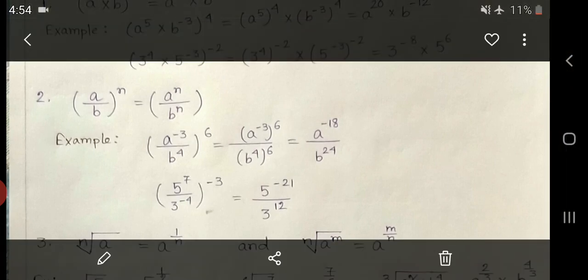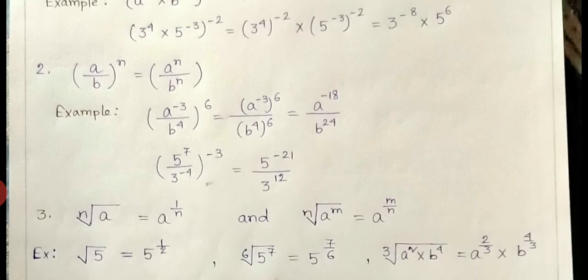Hope you can understand. Coming to the second example, (5 to the power 7 by 3 to the power minus 4) whole to the power minus 3 is equal to 5 to the power 7 into minus 3, that equals minus 21, and the denominator 3 to the power minus 4 into minus 3 equals 12, 3 to the power 12.